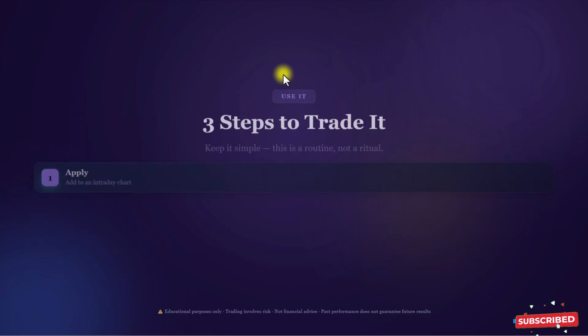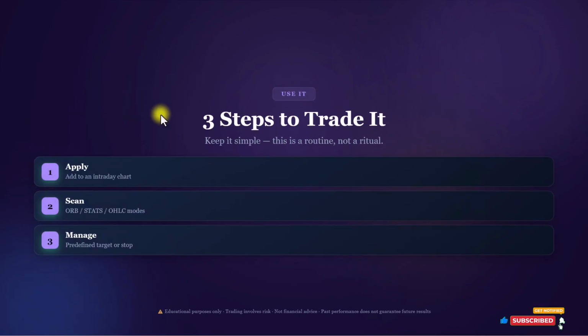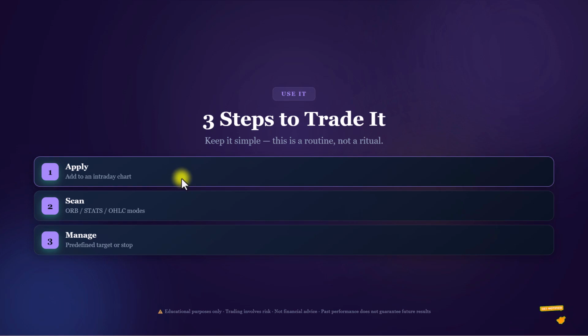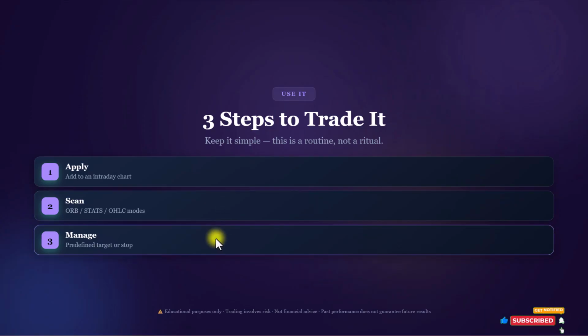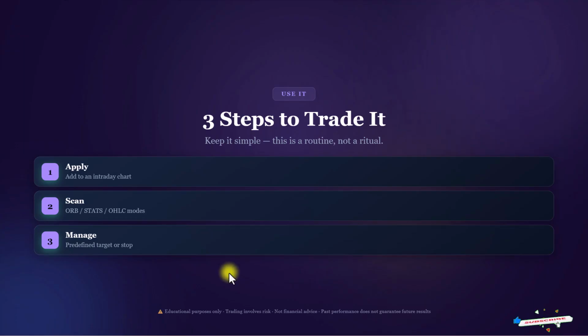3 quick steps. First, apply the AFL to your intraday chart. Second, run a scan using ORB, STATS, or OHLC modes to find the day's setup. Third, manage the trade with the predefined target or stop already on your chart. Levels, signals, and a trade plan ready to go in seconds.